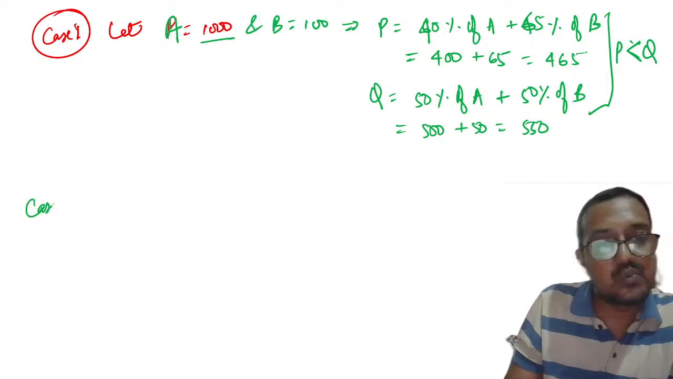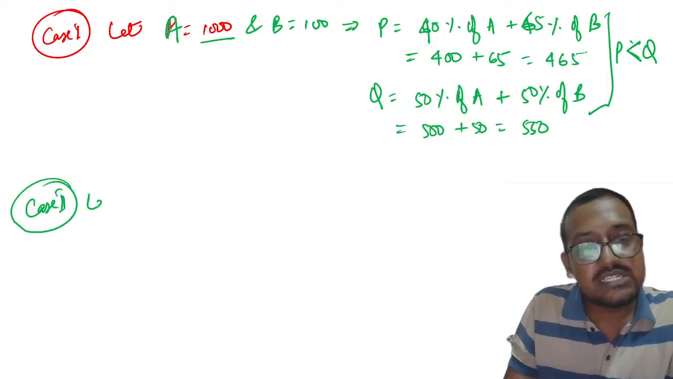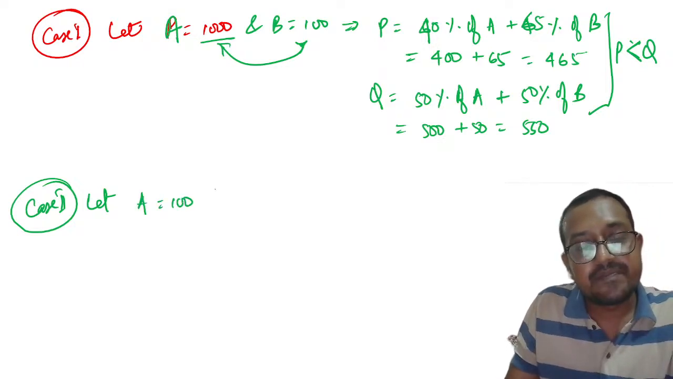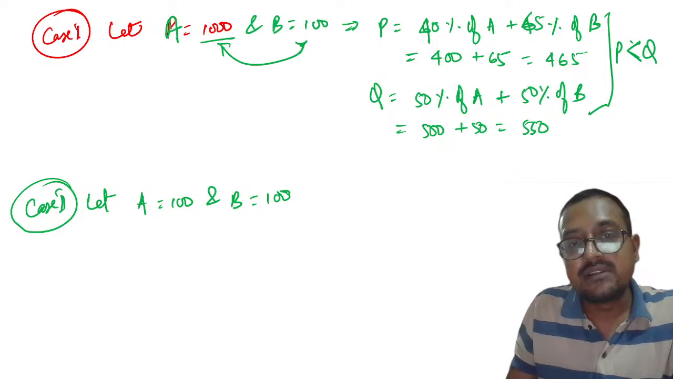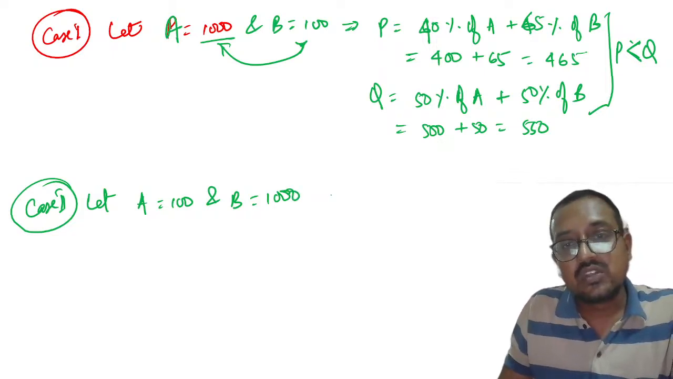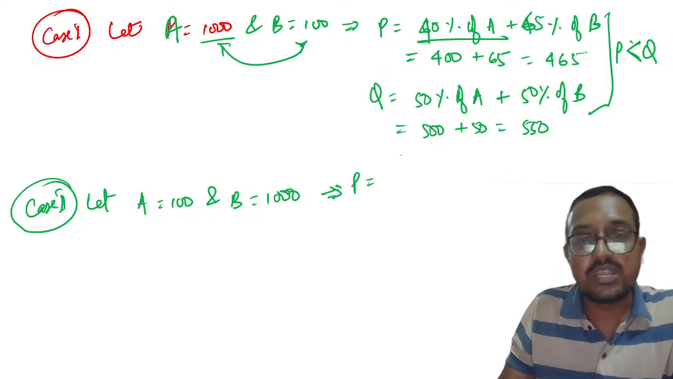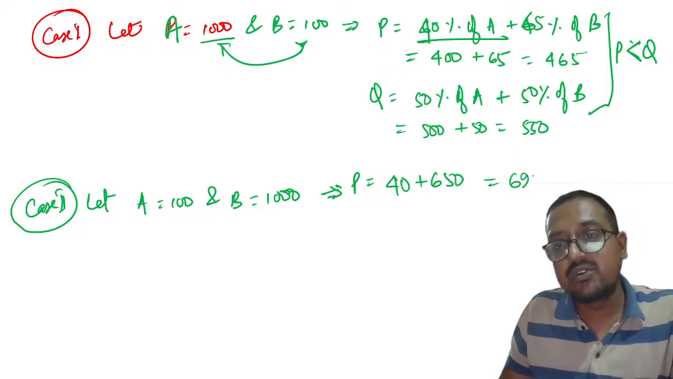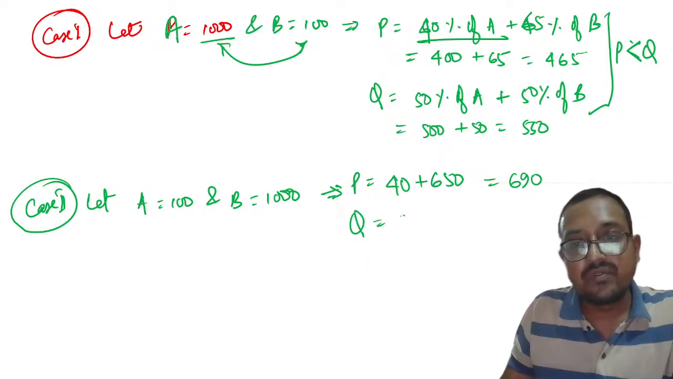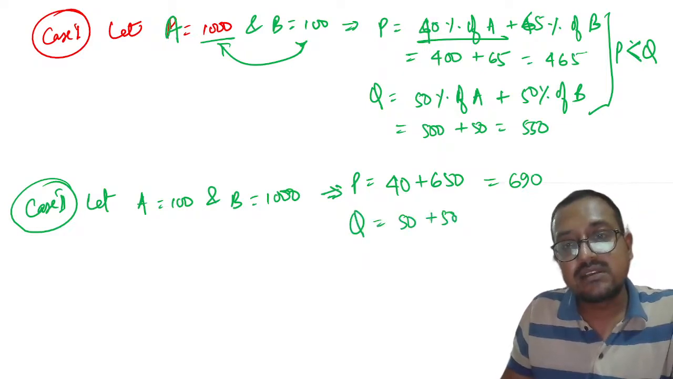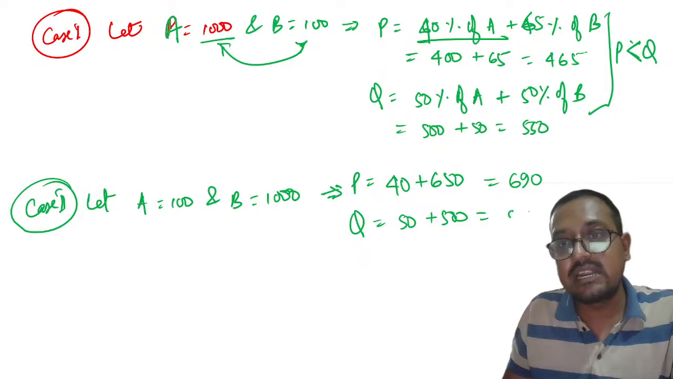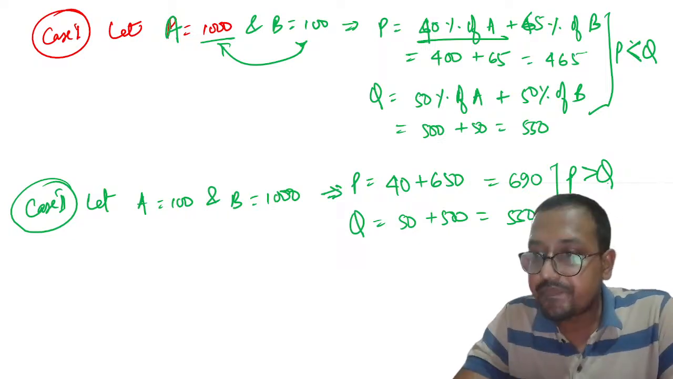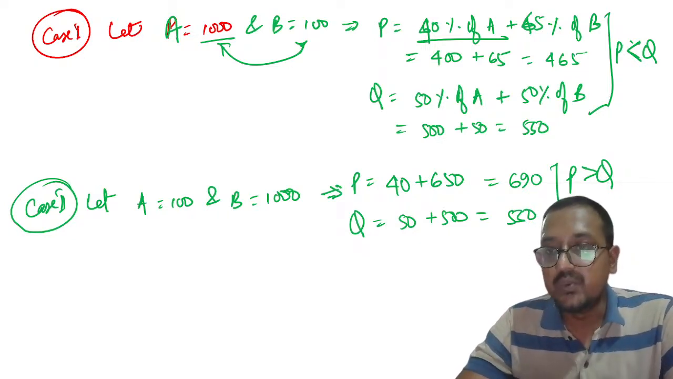Let's take case 2. So my dear students, let's reverse these numbers. Now A is equal to 100 and B is equal to 1000. So in this case, P is 40% of A plus 60% of B, that means 40 plus 600. That is equal to 640. Q is 50 plus 500, that is 550. Now which is greater? Tell me. P is greater than Q.